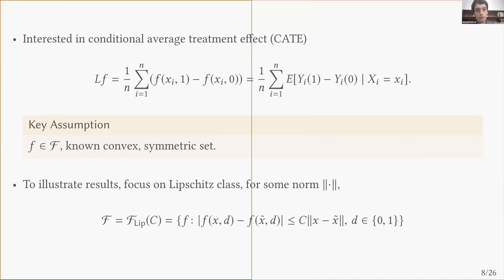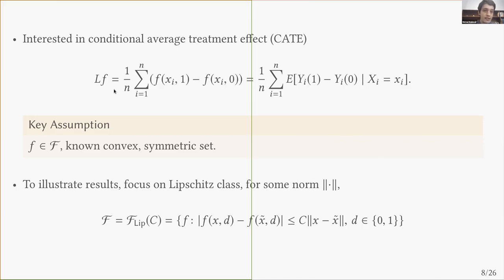As I'll show you later, our technique is going to generalize to inference on the unconditional average treatment effect as well. It's just that in that case, we do not have finite sample results. But what's important at this point is that the parameter of interest here, I can express as a simple linear functional of the conditional mean function f. So it depends on this conditional mean f, and I'm going to call it L of F just to give it a name.